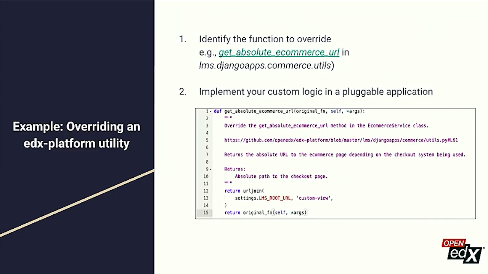Second thing is that we need to implement a custom solution, custom logic, in our pluggable application and install it. I have explained that previously. So in this screenshot, as you can see, this is an overridden implementation, and what it does is it returns an alternative e-commerce system's URL. So it's a simple example, but I'll just give you a visual representation of how the pluggable overriding works.